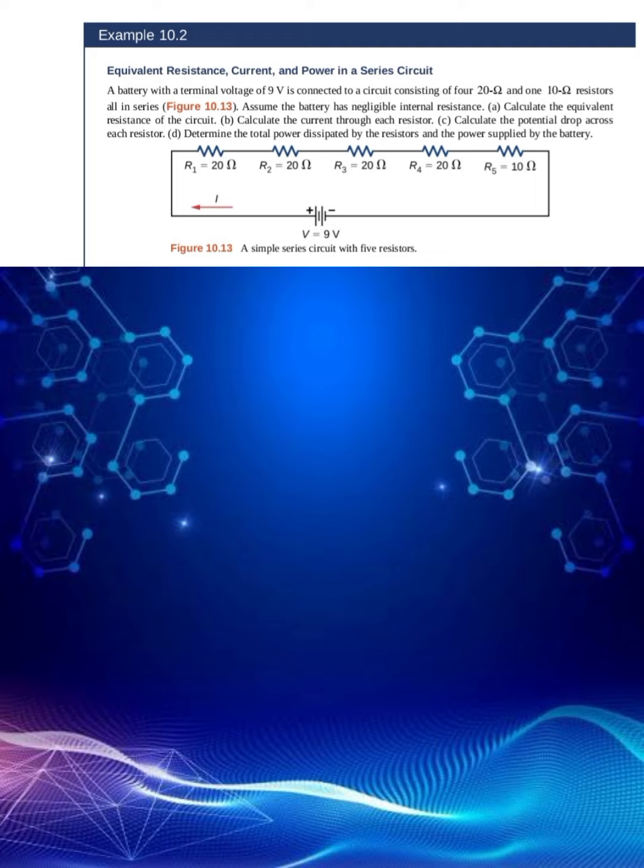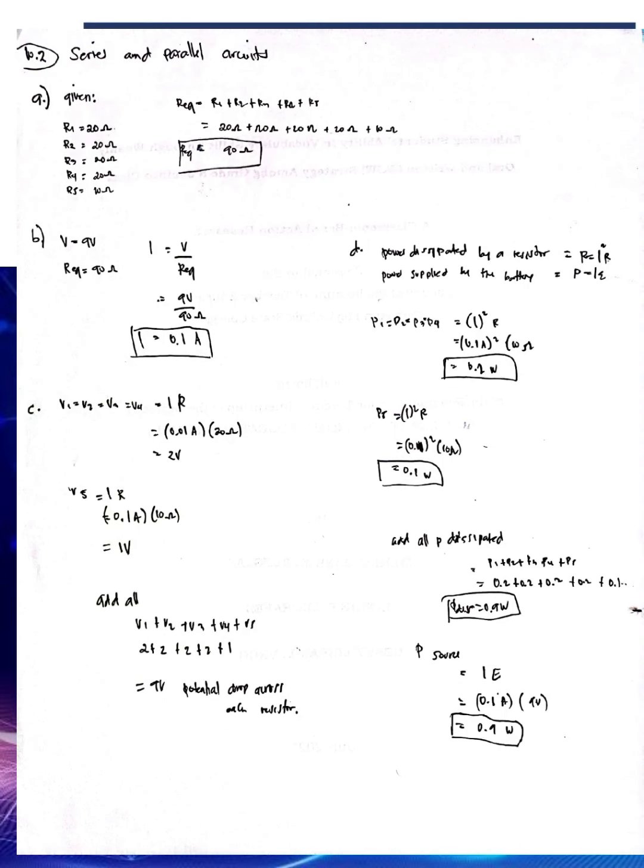Assume the battery has negligible internal resistance. A. Calculate the equivalent resistance of the circuit. B. Calculate the current through each resistor. C. Calculate the potential drop across each resistor. And D. Determine the total power dissipated by the resistors and the power supplied by the battery. Given: resistance 1 is 20 ohms, resistance 2 is 20 ohms, resistance 3 is 20 ohms, resistance 4 is 20 ohms, and the last, resistance 5, is 10 ohms.